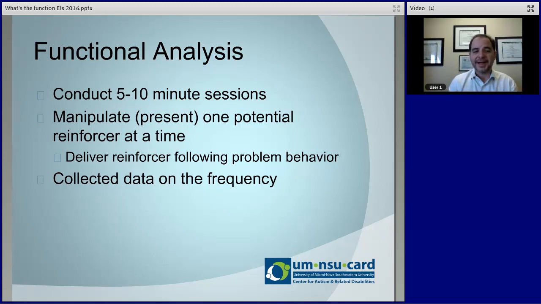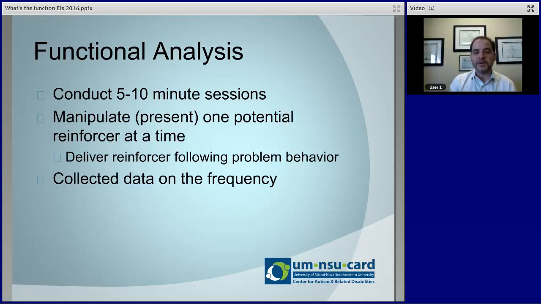And I mean one possible kind of reinforcer, meaning you will deliver the attention, let's say. And I've run functional analysis before in my training, let's say that it's me and a child in this room, and I'm going to run an attention session. And so we might start the session, and I might be chatting with this child for a minute, and then I'll say, okay, listen, I have some work to do. So I'm just going to sit back here and read my magazine while you can play with whatever toys you want.